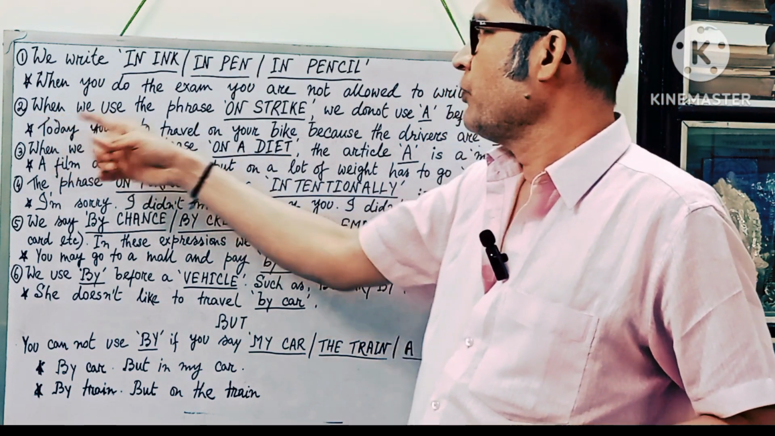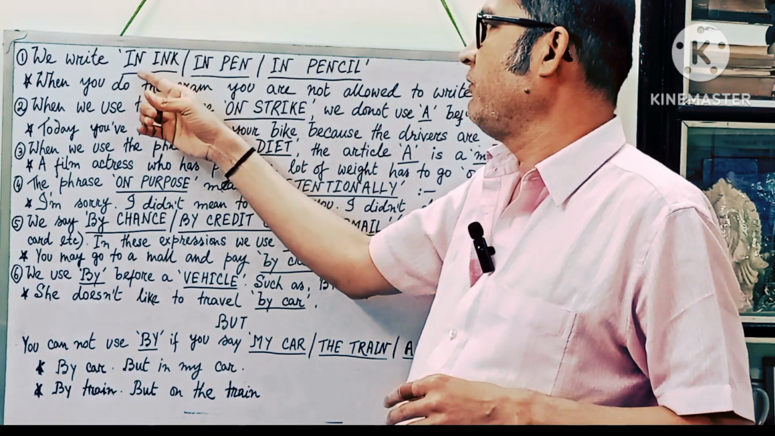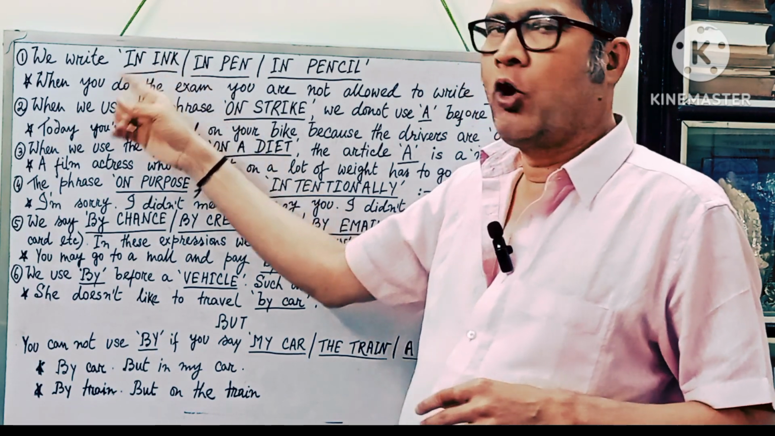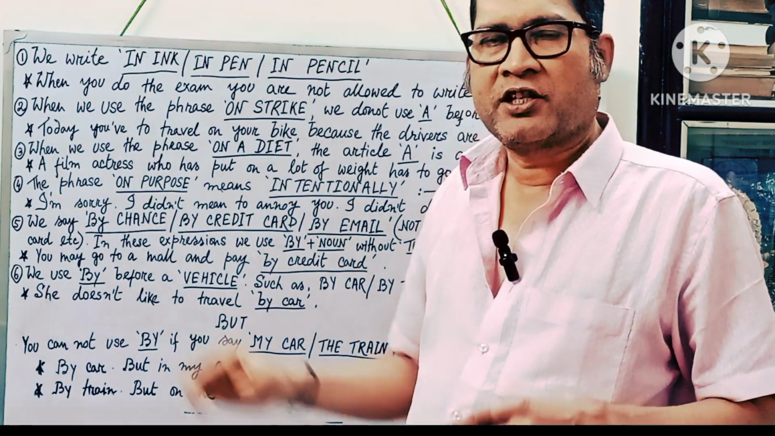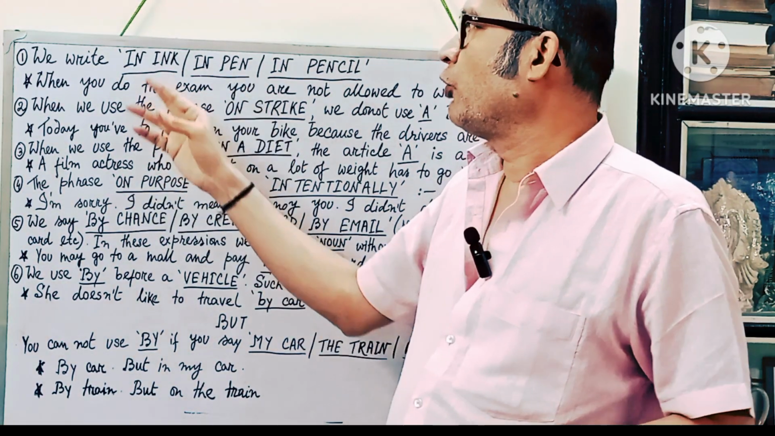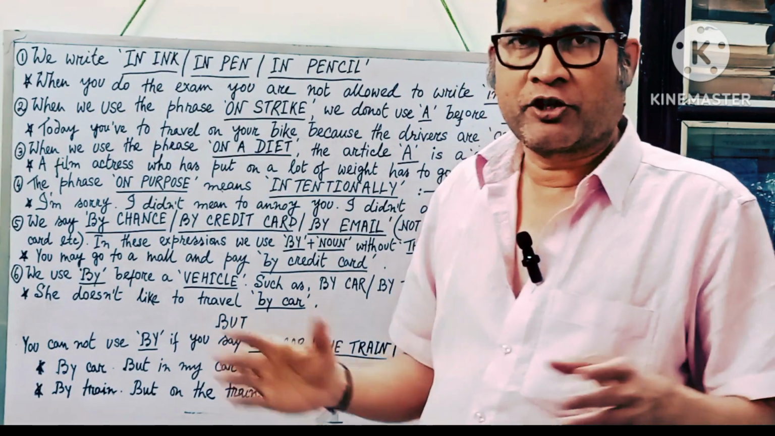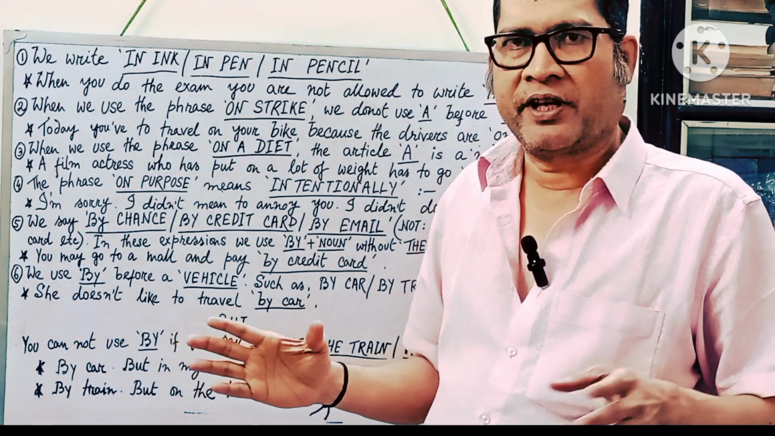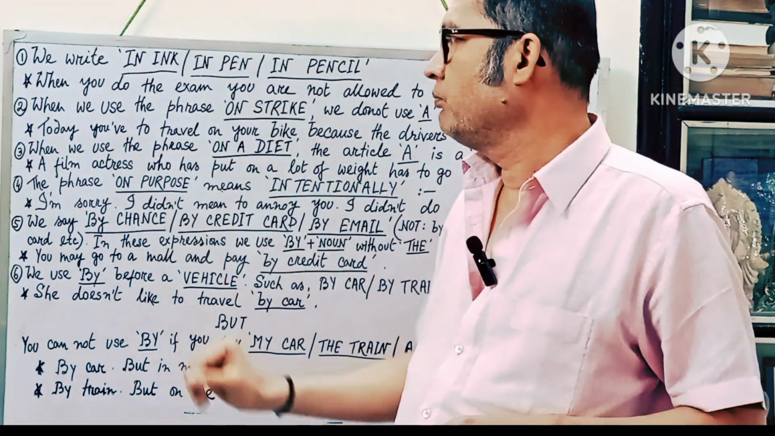Next, number two. And here in this context, I would like to also emphasize the fact that before ink, always in is used, because ink is not a countable common noun. As it is not a countable common noun, therefore we cannot change the preposition. We cannot say an ink. We have to say in ink always. There is an exception there.